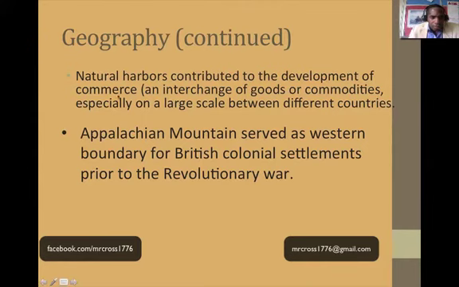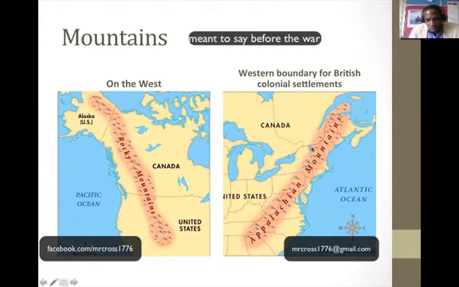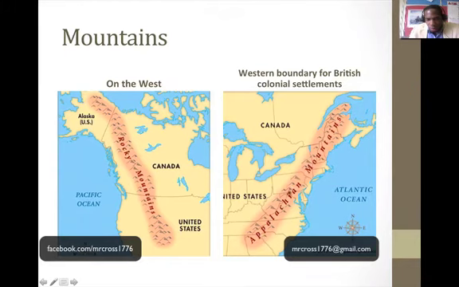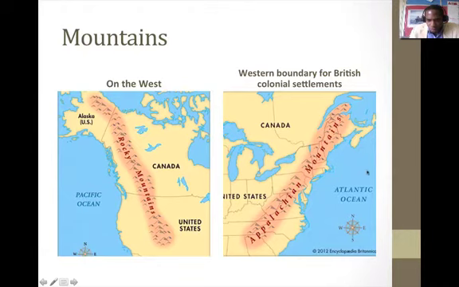Anyway, the Appalachian Mountains served as a western boundary for British colonial settlements before the Revolutionary War. Although we know the Appalachian Mountains are on the East Coast, they created a western barrier because the colonists came from Europe and landed on the coastlines, right? And I'll talk about that a little bit later. But when they landed on the coastlines here, they couldn't go past the mountains because it was a barrier.